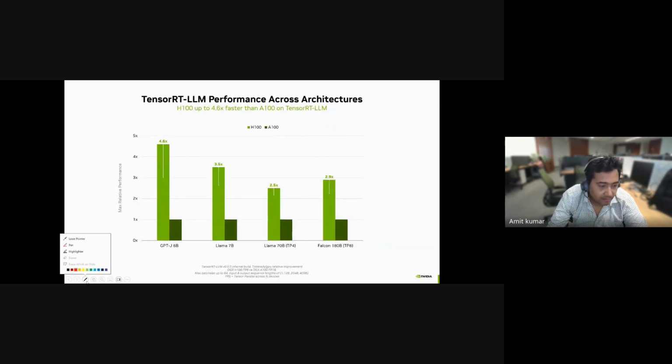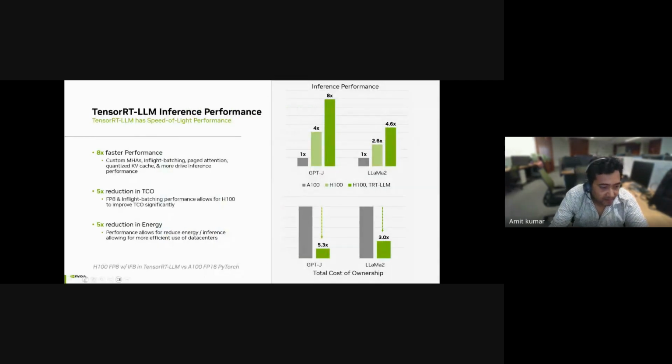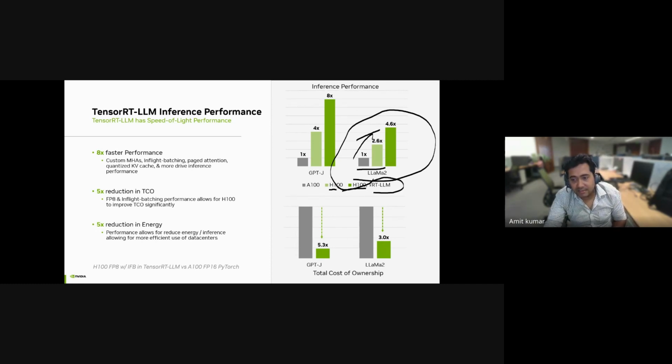Let me just highlight something. This portion, can you see this? Yeah, so 2.6 times faster, but that is just H100. But the moment you use H100 with the TRT-LLM library, this is an acceleration library, right?